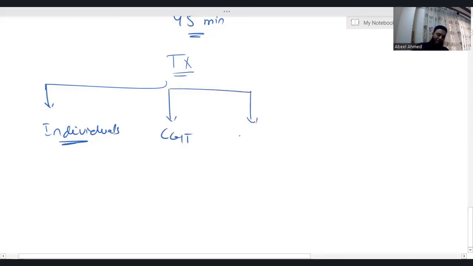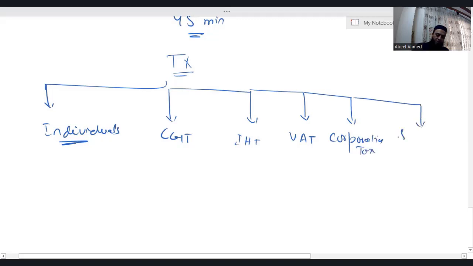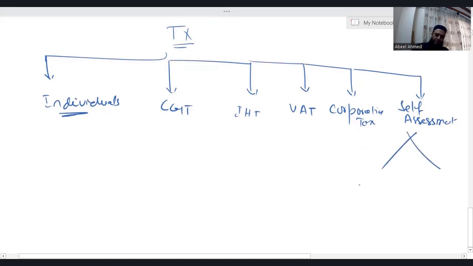Third is inheritance tax, IHT. Fourth, value-added tax, another name for which is sales tax. Then corporation tax, and then we have self-assessment, obviously self-assessment for individuals and corporations.